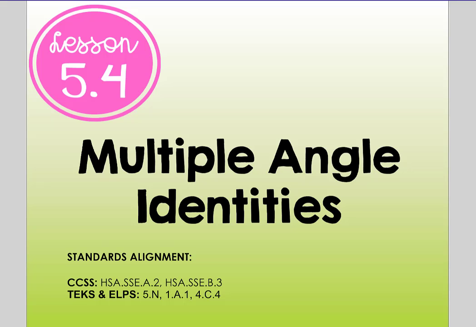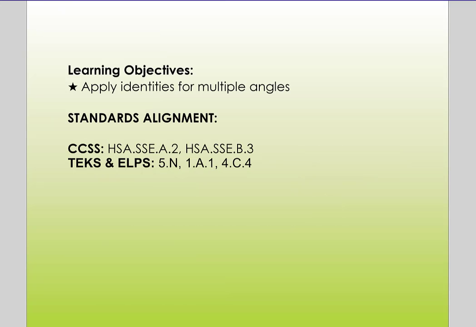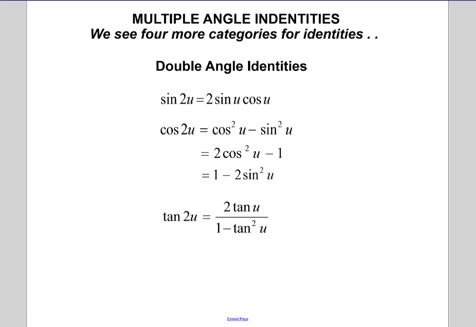Hi everybody, we're in lesson 4 today, talking about multiple angle identities. We're going to look at different categories. There are double angle identities, that's one category. You notice cosine has 3 formulas that can be used.